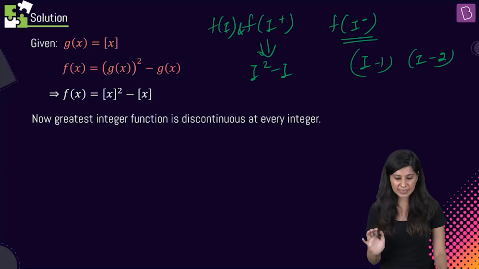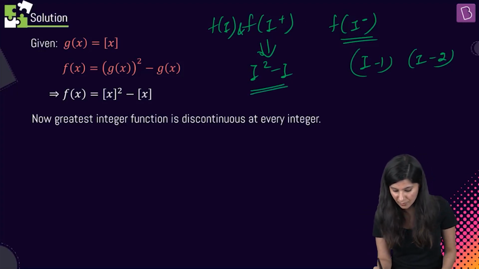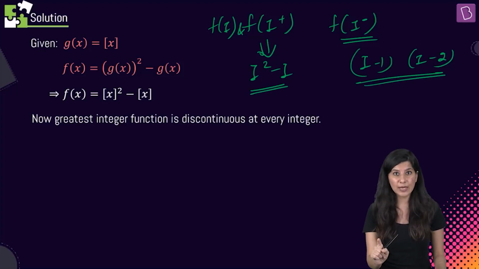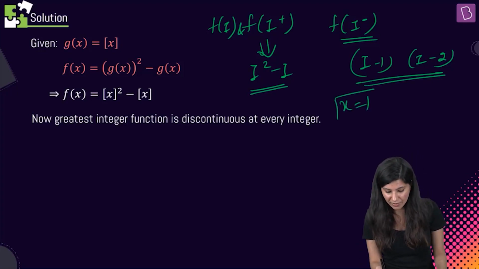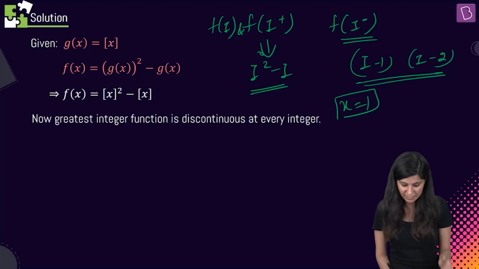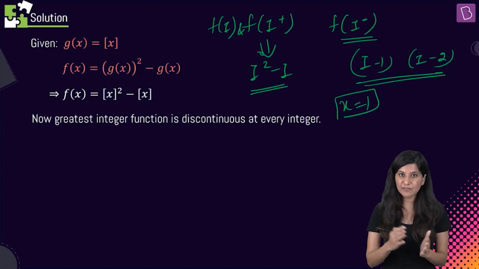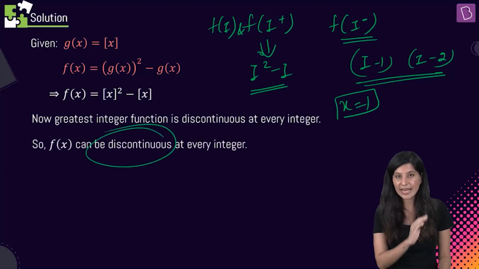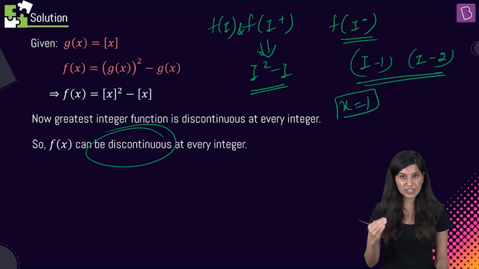Both are having i square minus i value, right? Now these two expressions are completely different, but they will attain the same value at x equal to 1. So let's just talk about f of 1, f of 1 plus, f of 1 minus. So f of x can be discontinuous at every integer. That is our assumption. We are just checking.